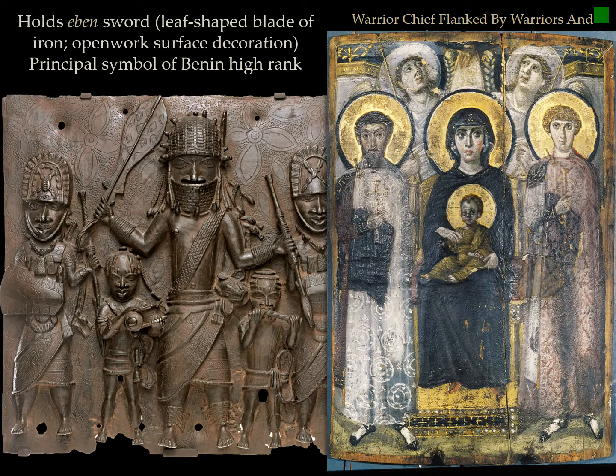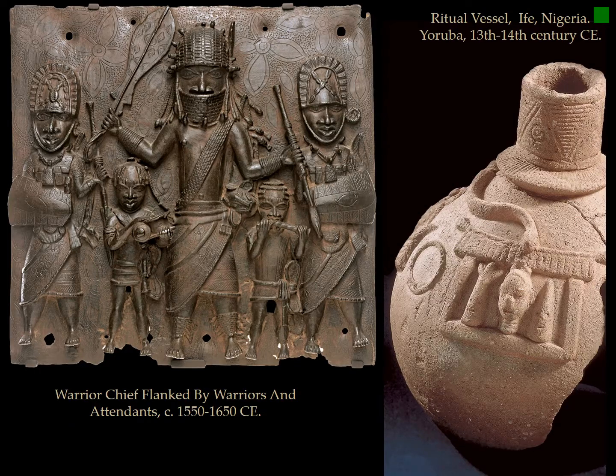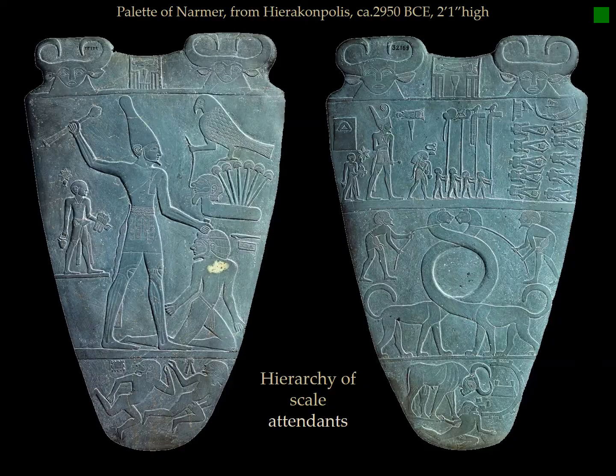In this case, he holds an eben, a sword that is leaf-shaped and is made of iron, with an open-work surface decoration. This is the principal symbol of Benin high rank, and is going to still be carried in these ceremonial processions and rituals to this very day. Here we have an example of that central figure flanked by others, and so the design and the decoration remains consistent in Nigeria for centuries here.